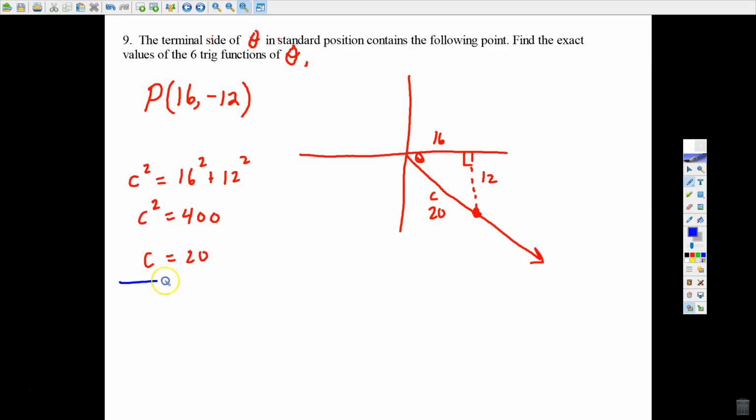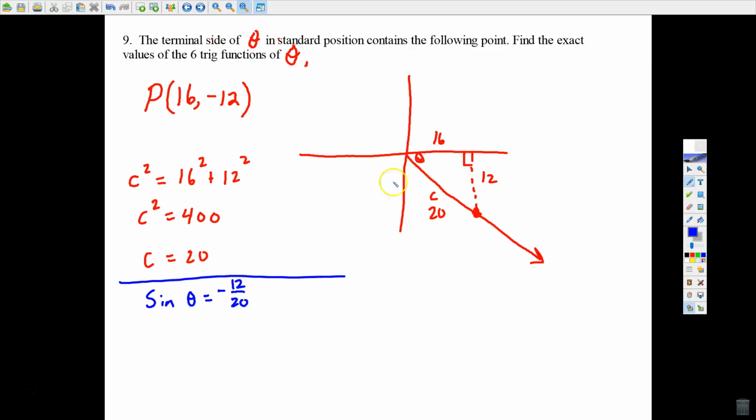All right, so let's just get right to it. Let's start with sine theta. So for theta, that's the opposite side over the hypotenuse. But again, sine is negative in quadrant 4.